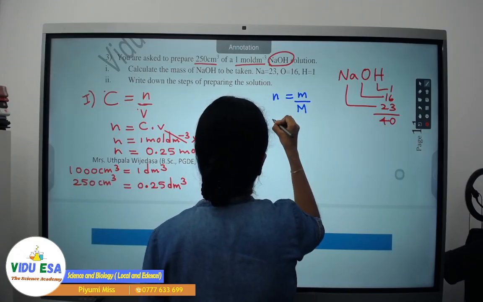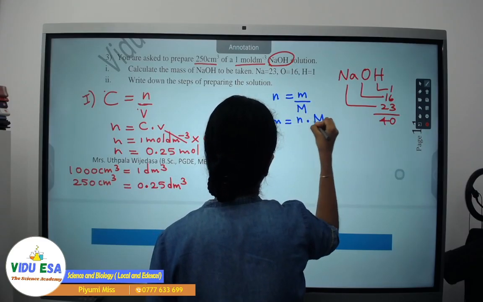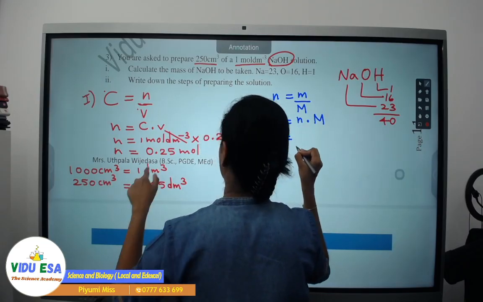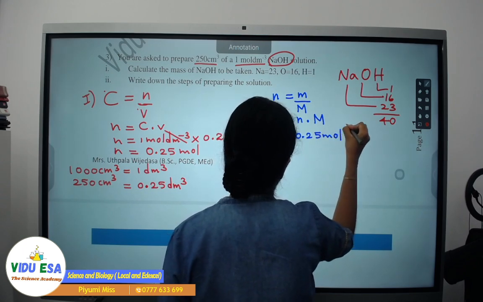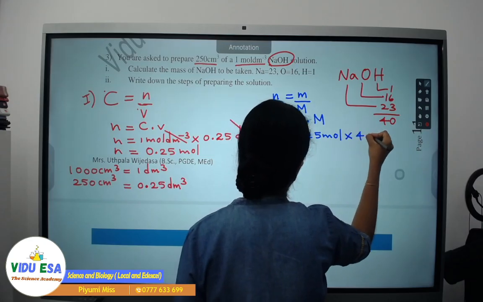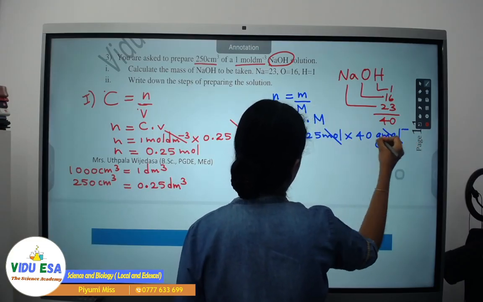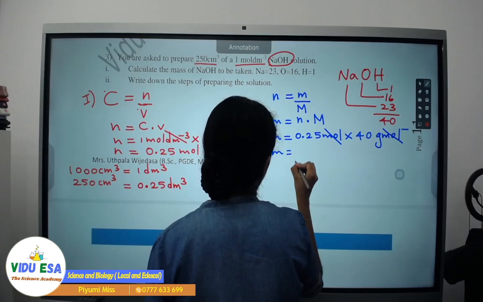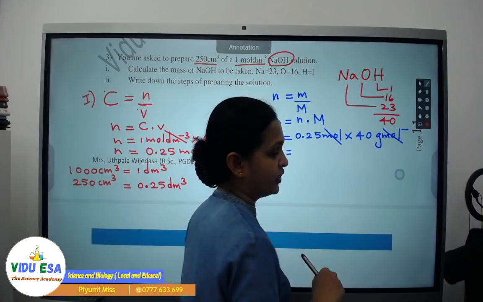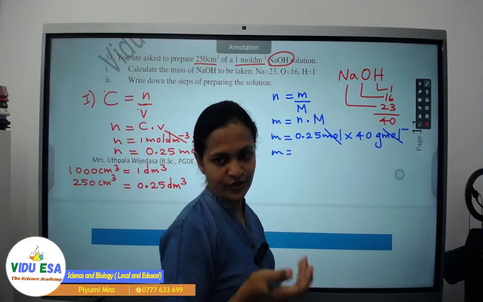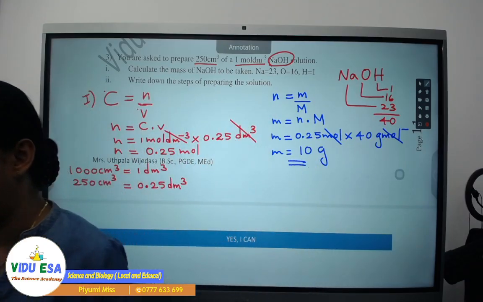So, the mass equals number of moles into molar mass. The number of moles is 0.25 moles and the molar mass is 40 grams per mole. So 40 into 0.25. Here, 0.25 into 4 is 1, into 10, so 10 grams. Right, mass equals 10 grams.